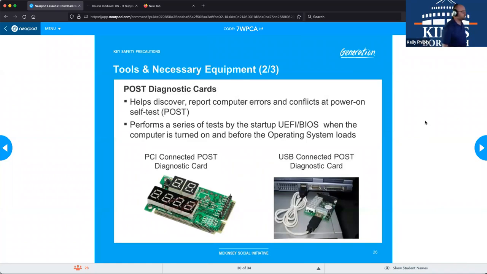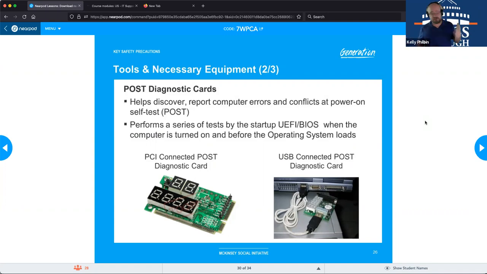This is a POST diagnostic card. Occasionally you'll see these, but it's actually relatively uncommon. And what is POST? Power-on self-test. When you first turn your computer on, it runs through a series of checks to make sure everything is working okay, everything's connected properly, we're all good to go. And then it moves forward to, okay, where's the operating system? And then it'll boot up.